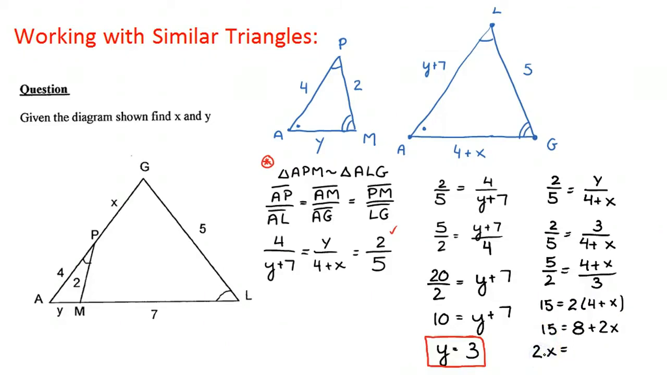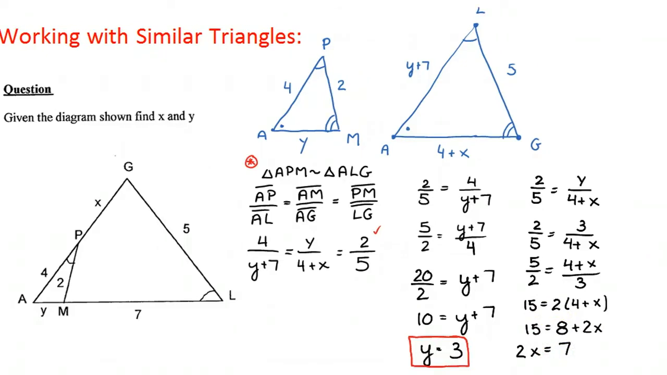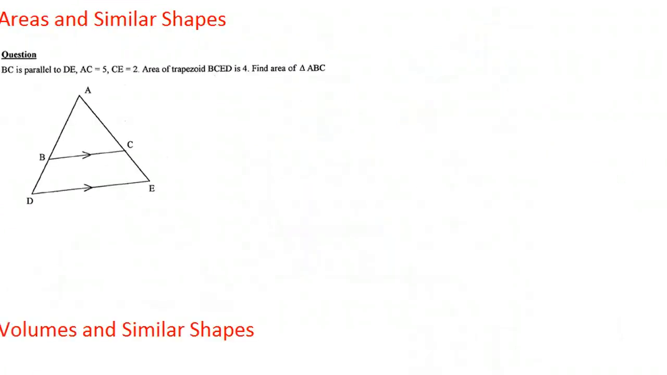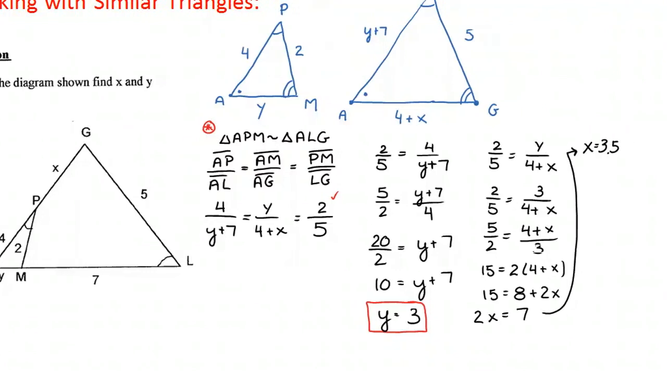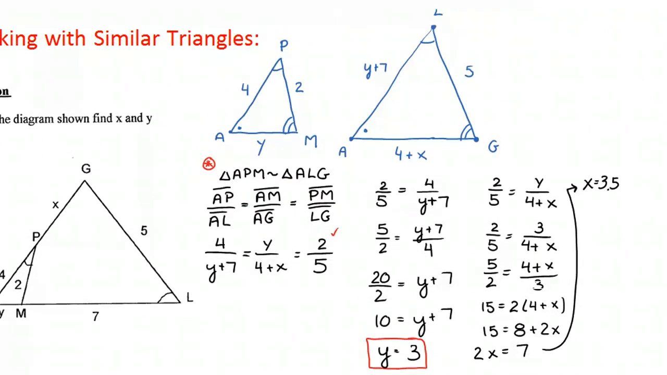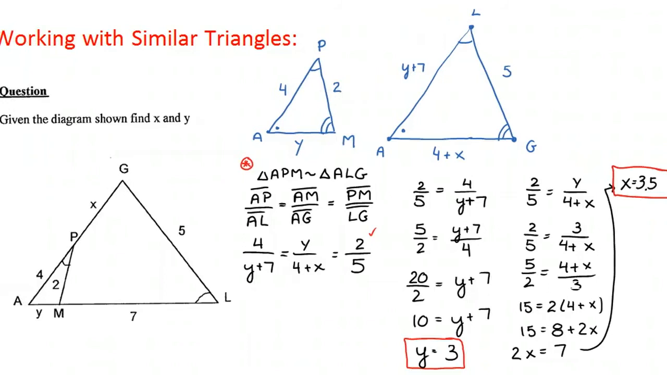well, let's just do all of our 2x is equal to 7. So x is equal to 3.5. X is equal to 3.5 units. And we're done.